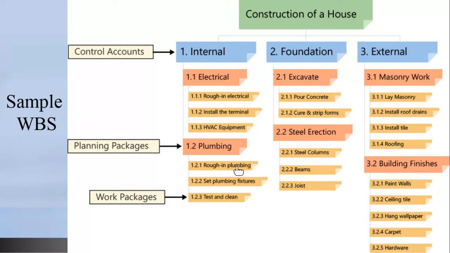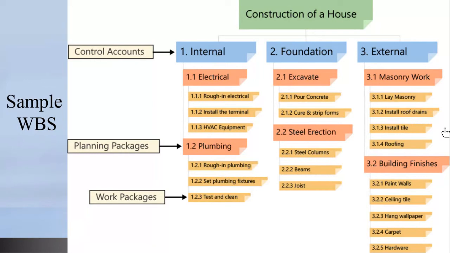All of these will come at a cost. We agree? All of these work packages, when you add them up, they will come to a cost. Each of them will come to a cost. You add up all of these work packages, it gives you the cost for plumbing. You add up these 3 work packages, it gives you the cost for electrical. When you add up electrical and plumbing, it gives you the cost for internal. Can everybody appreciate that? Yes, sir. All right, so that is your control account.